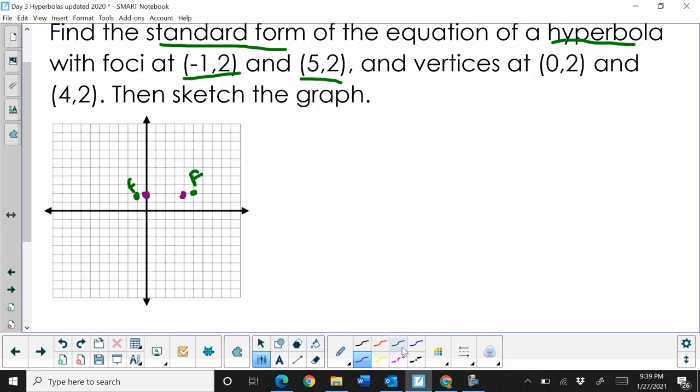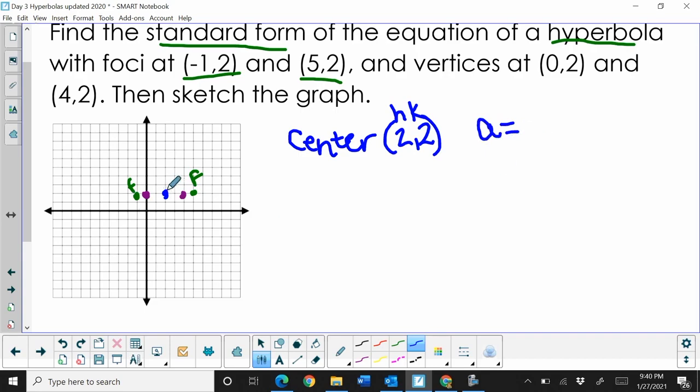So now we need to figure out the center. Well, the center is halfway between these. So these, like the foci, let's see, 1, 2, 3, 4, 5, there's 6. So 1, 2, 3, halfway is here. And yes, that makes sense, 2 from each of the vertices. So that means my center is at (2, 2). Well, that's going to help me with my equation because I plug in the center h and k into my equation.